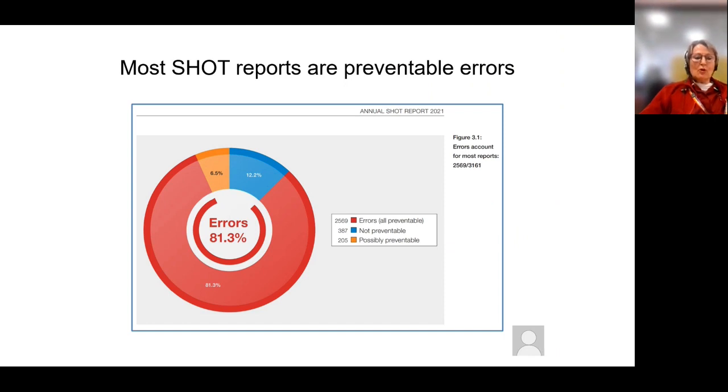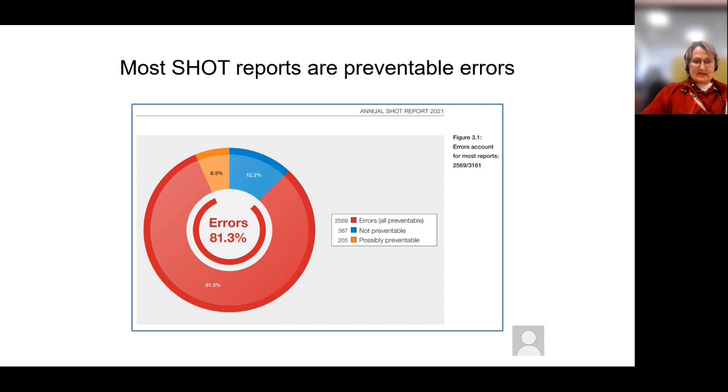Many of you will know what SHOT is, but for those of you who don't, SHOT is the serious hazards of transfusion. It's the UK's independent, professionally led haemovigilance scheme. And since 1996, they've been collecting and analysing anonymised information on all adverse events and reactions in blood transfusion from all the healthcare organisations in the United Kingdom. And where risks and problems are identified, SHOT produce recommendations to improve patient safety.